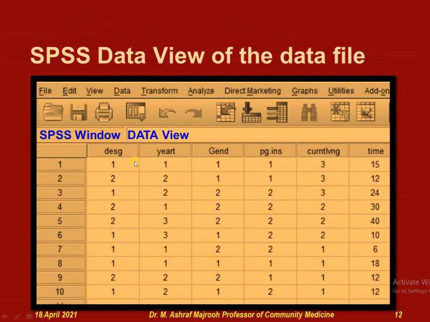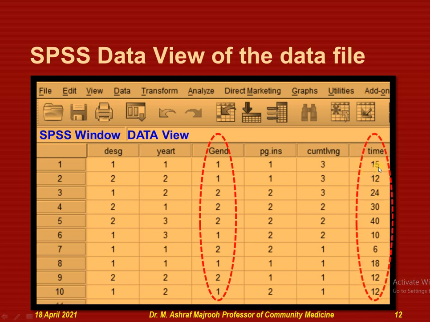Here is the data view of the SPSS file, and here we can observe the data is entered. This is the designation. Designation is house officer and PG trainee, and instead of writing it out, this is the coding, 1 2. Similarly, year of training, then gender is coded and the codes are entered. Similarly, the numeric data is entered in times. So this is the data view of the SPSS data file.